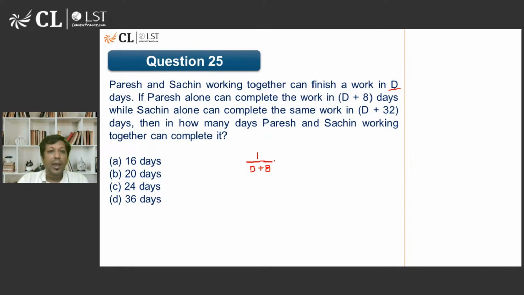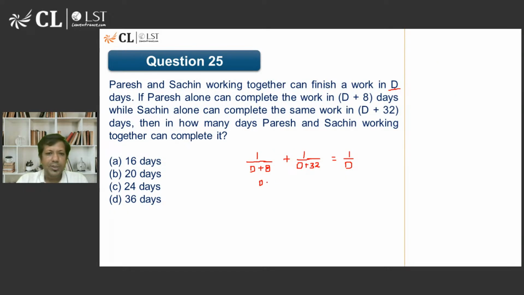In one day, how much is Sachin doing? 1 upon D plus 32. And in one day, how much work is being done? That is 1 upon D. Okay, so that's what the question is. Now, what approach am I going to take? Am I going to make a quadratic equation and solve it to get the answer? Yes, even with the help of a quadratic equation, I don't think that would be a problem.